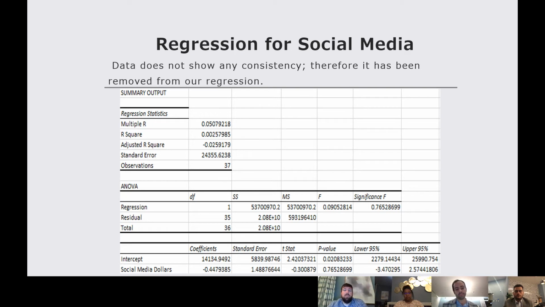So we originally looked at Google AdWords and social media as two different forms of advertising. When we looked at the data for social media, as you can see here, the data was very all over the place for clicks and dollars spent. Whereas Google is more of a pay-per-click and more of a linear line, the social media was exactly the opposite. The adjusted R-square here obviously shows a negative 2.5%, which is just crazy to me how far that can be off.